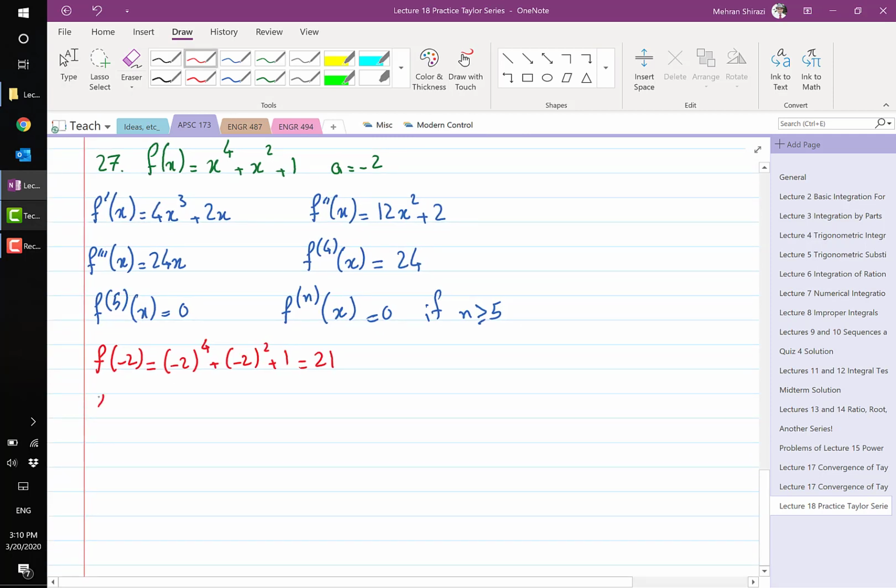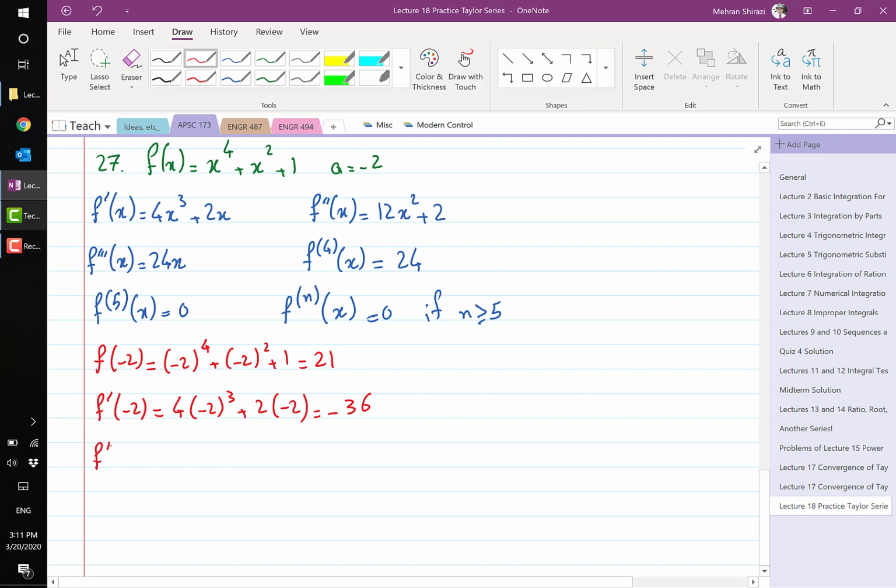What is the first derivative at -2? So we have the first derivative here. You just need to replace x with -2, and then you will see it's 4 times (-2) to the power of 3 plus 2 times -2. I hope I wrote it right. (-2) to the power of 3 is -8, times 4 is -32. And then 2 times -2 is -4. -32 minus 4 is -36.